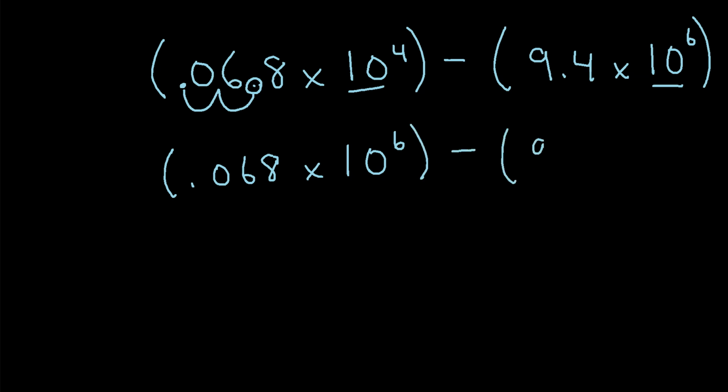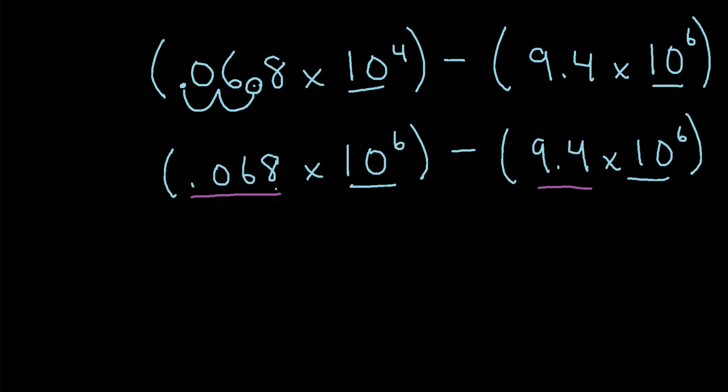And then this parentheses doesn't change at all. We still have 9.4 times 10 to the 6th. So now the two base 10 numbers have the same exponent. So that means all we have to do at this point is just subtract the coefficients. So 0.068 minus 9.4. Now we can see that 0.068 is smaller than 9.4, so we're going to get a negative number as our answer.